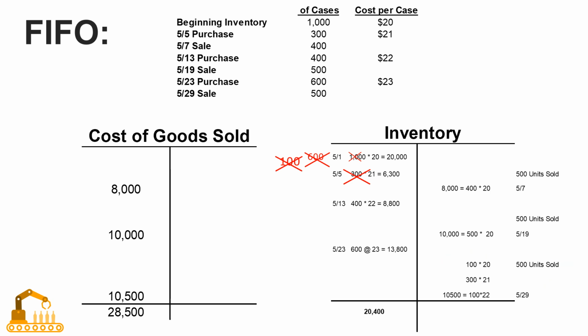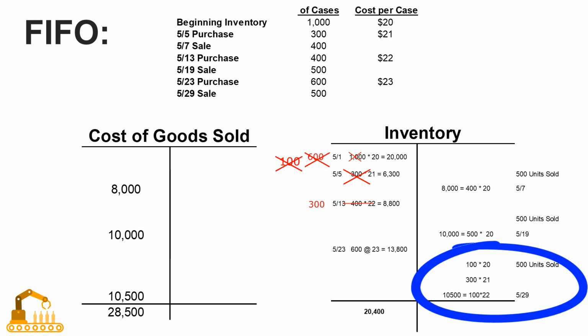But the sale was for 500 units, and I've only accounted for 400. So I'm working my way down such that on the March 13th purchase, 100 of those units are assumed to have been sold, and therefore there are 300 of those units left over. If I'm going to do the total amount of cost of goods sold for these 500 units, I have 100 out of the beginning inventory at a cost of 20, 300 at the next purchase price of 21, and then 100 at the next purchase price of 22. When added together, it's $10,500 is the credit to inventory and debit to cost of goods sold.